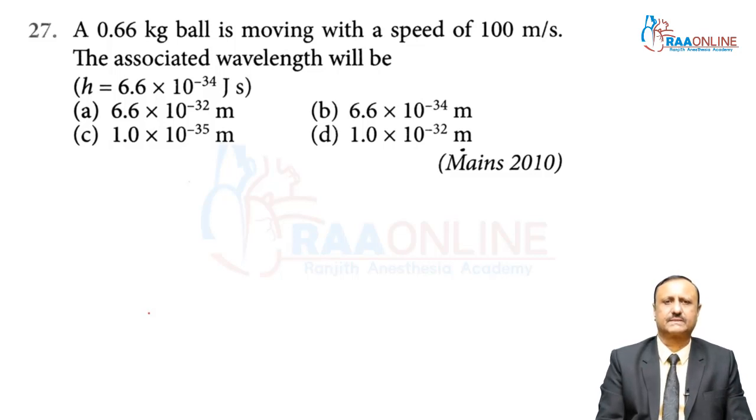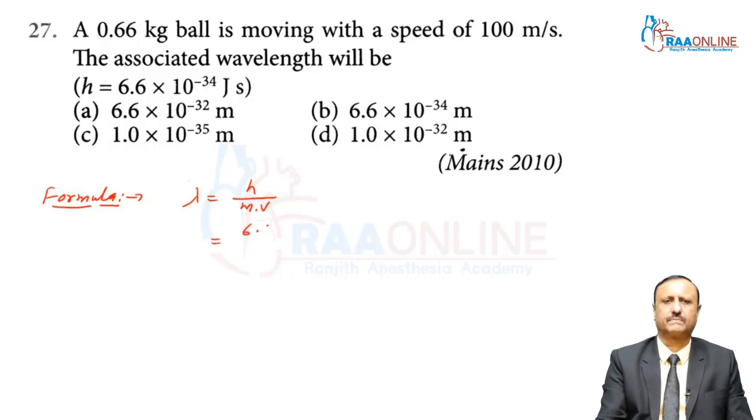Now my dear students, we can see question number 27. A 0.66 kilogram ball is moving with a speed of 100 meter per second. The associated wavelength will be? Here, which formula can you use? We can use the formula lambda equals h upon m into v. It's the de Broglie wavelength formula.